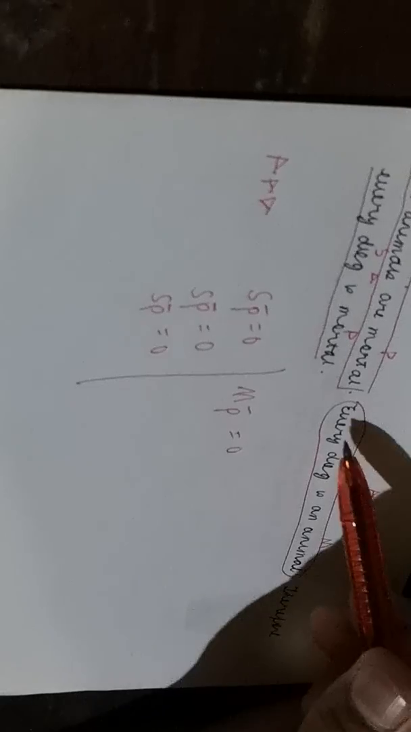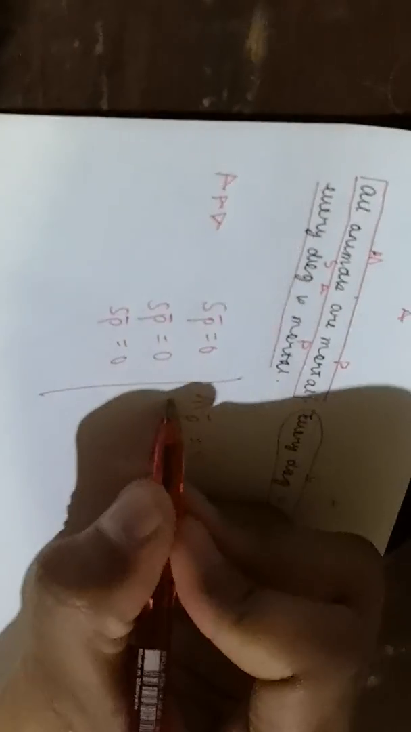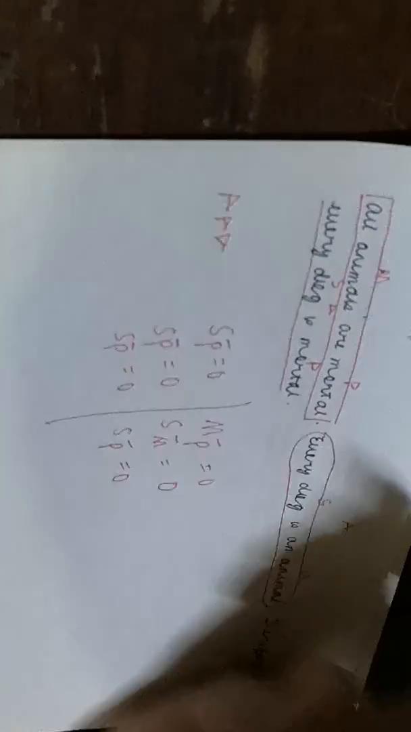That's S not P equal to 0. Now, substituting for our major premise, that would be M not P equal to 0. Our minor premise, that should be S not M equal to 0. And then S not P equal to 0. Okay, clear? Now, our Venn diagram.